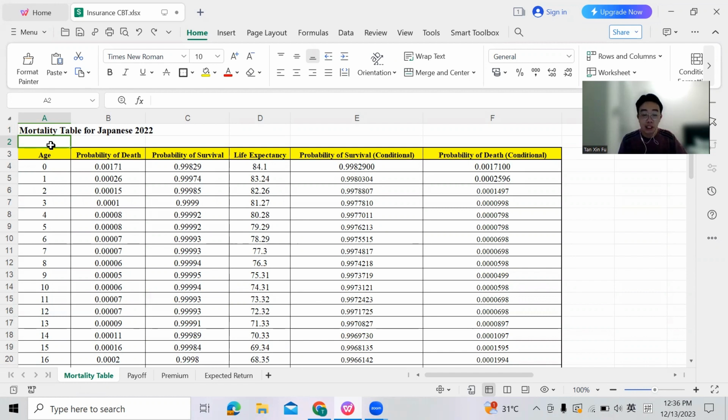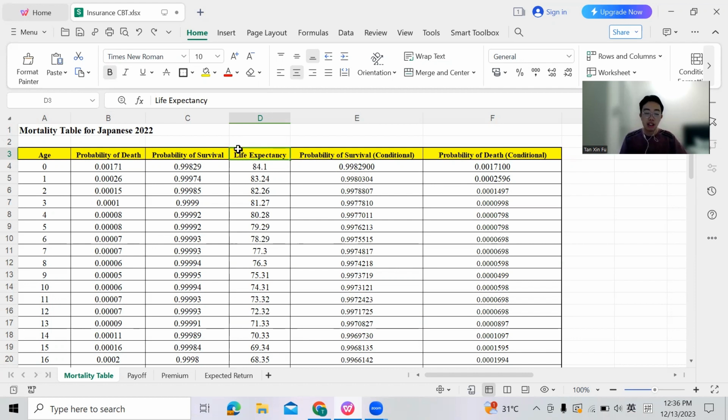Before we begin our simulation, we need to gather some historical data. So I have obtained the life table for Japan in the year of 2022. In this set of data, we can obtain the probability of death and the life expectancy. The life expectancy is the number of the remaining years one can potentially survive.